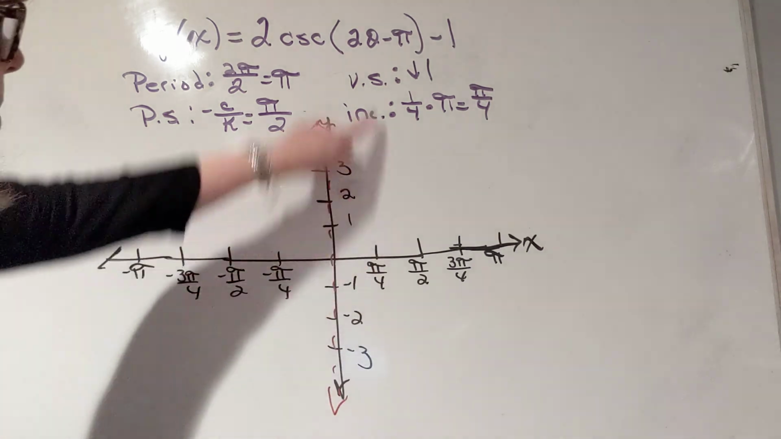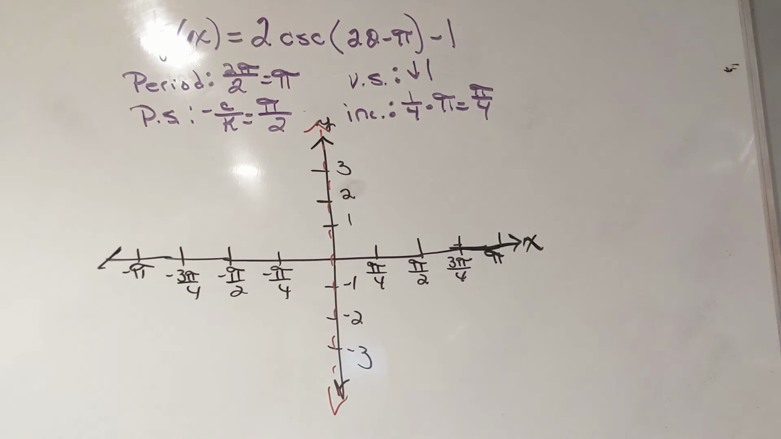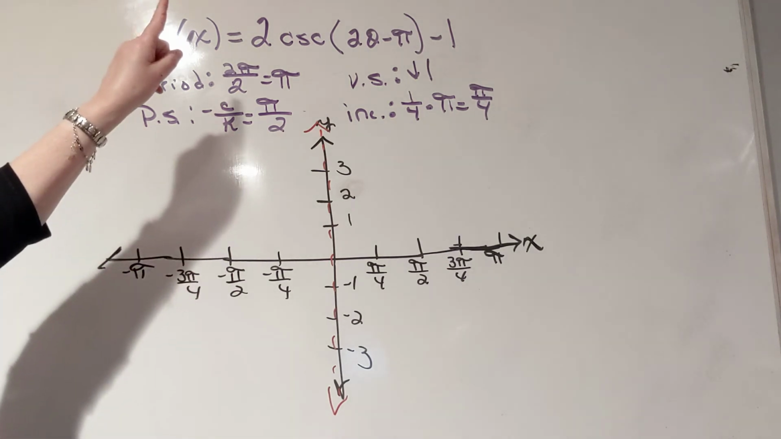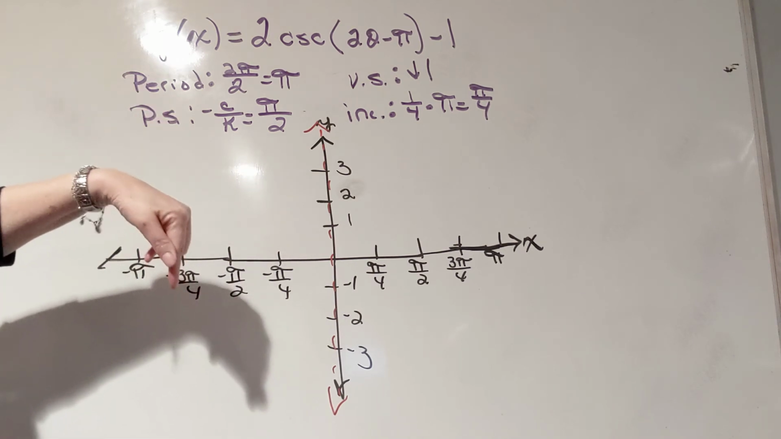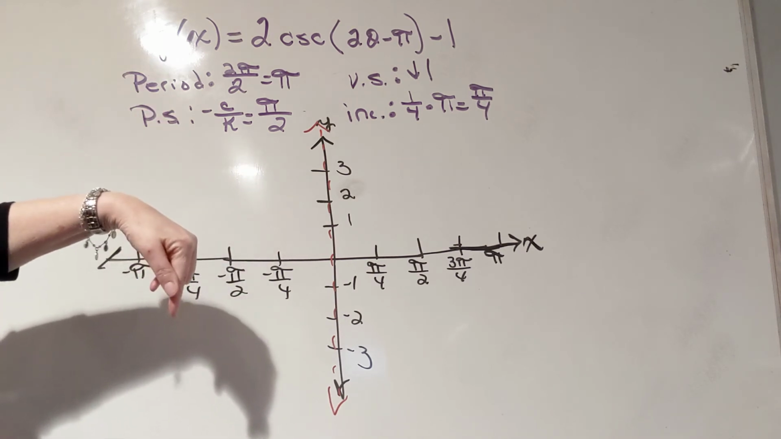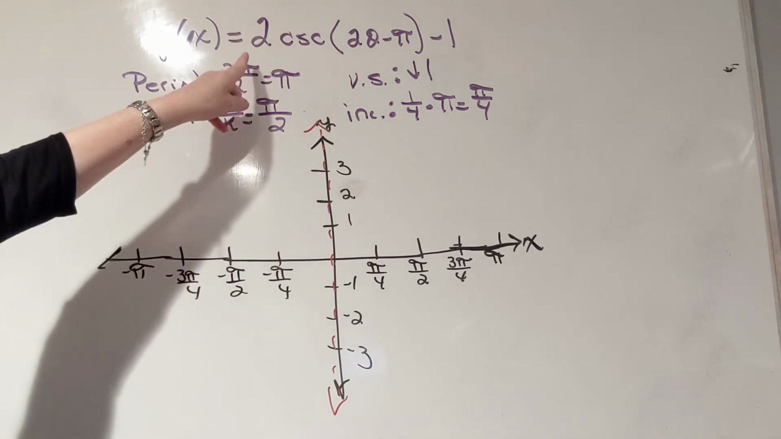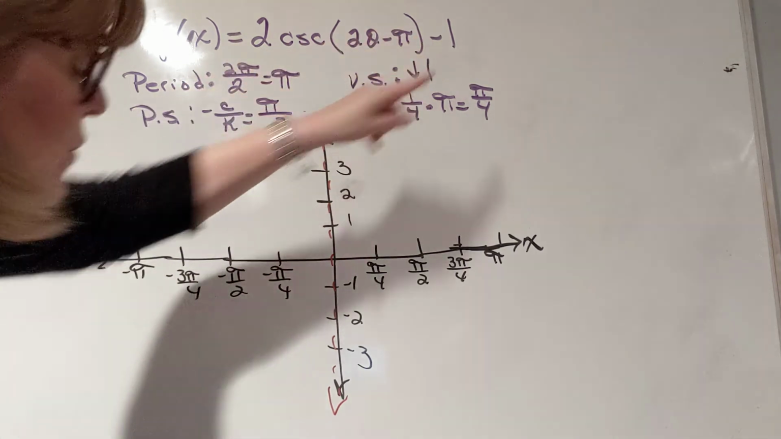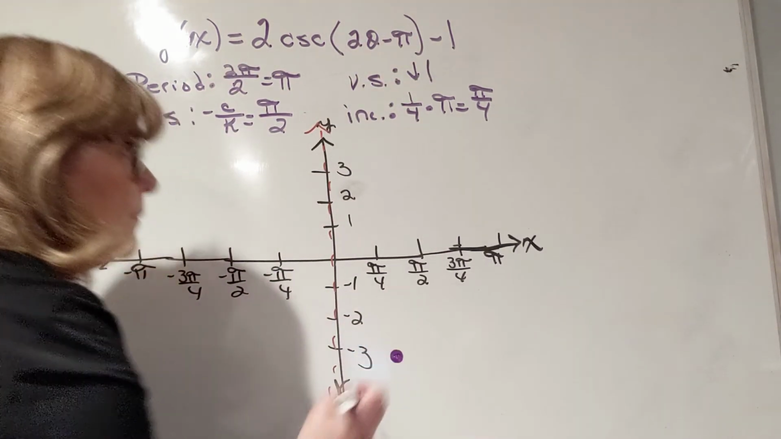Now replace theta with pi fourths. What's 2 times pi fourths? Well, 2 times pi fourths is 2 pi over 4, or pi halves. If you're at pi halves and you subtract pi, that brings you to 3 pi halves. Cosecant at 3 pi halves would be 1 over negative 1, which is negative 1. Negative 1 times 2 is negative 2, and negative 2 minus 1 is negative 3. So I'm going to plot a point at negative 3.